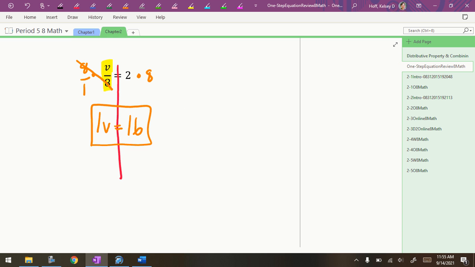Add this one to your paper and do it on your own. 14 equals negative 7x. Take a minute and solve that equation on your own.